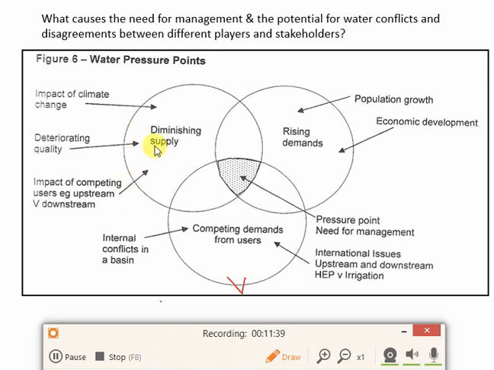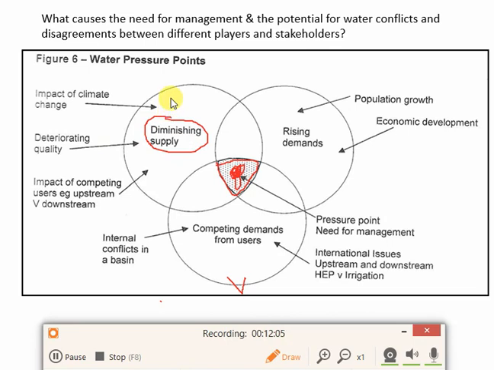Right then. And not much of this should be new. Think of your seesaw. What causes this bit in the middle where there's a pressure point and a need for management? So this is where there's potential conflict or disagreements between different players. Alright. First one is the diminishing supply.